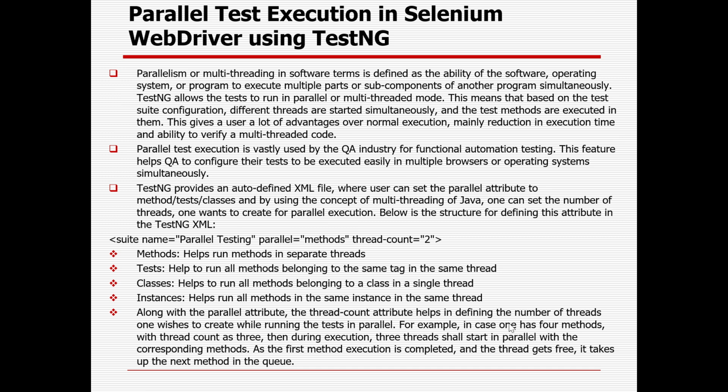Similarly here, parallel or multi-threading in software terms is defined as the ability of the software, operating system, or program to execute multiple parts or subcomponents of another program simultaneously.